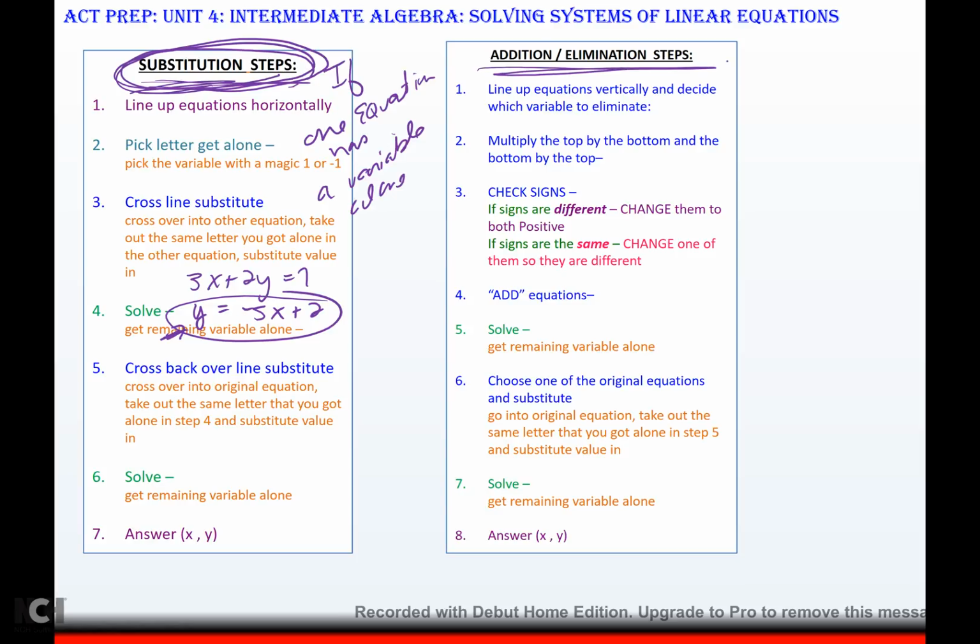I always do elimination. And your steps are to line them up vertically, and decide which variable you want to eliminate. Then to eliminate, what you do basically is you add the equations. Well, the only way you're going to eliminate one of the variables is if they have matching numbers but opposite signs. And to do that, you multiply the top by the bottom and the bottom by the top. And then you check your signs. If your top and bottom number come out and their signs are different, you need to make them both positive. Or both the same, but positive's easier. If they come out the same, you need to make them different. So change one of them so that it's different. Then you're going to add the equations, which will eliminate a variable or you did something wrong. Solve what's left, then substitute, then solve again, and you'll have your XY solution.